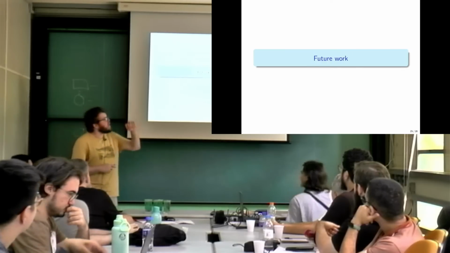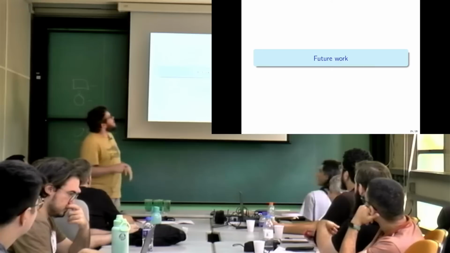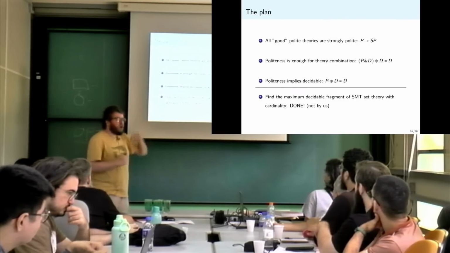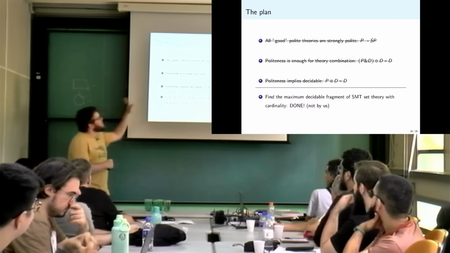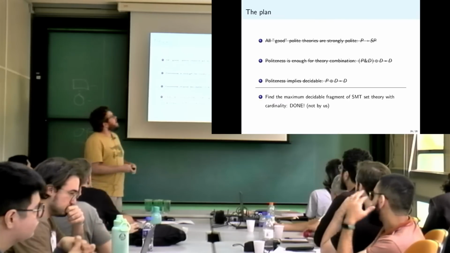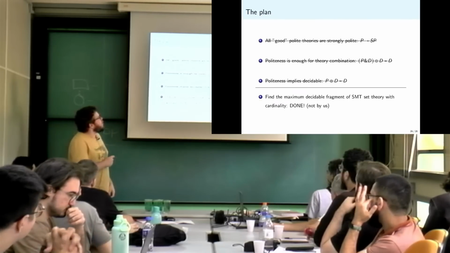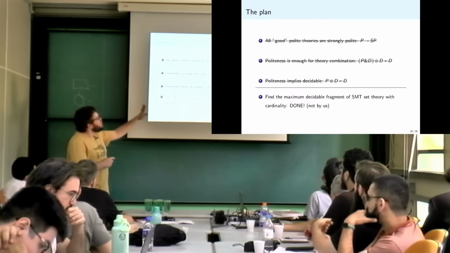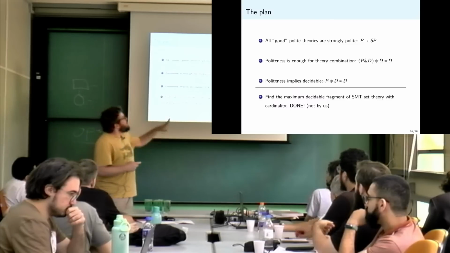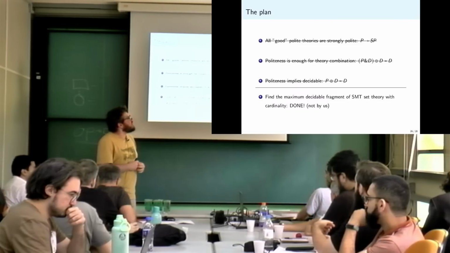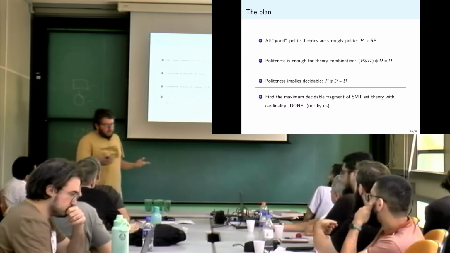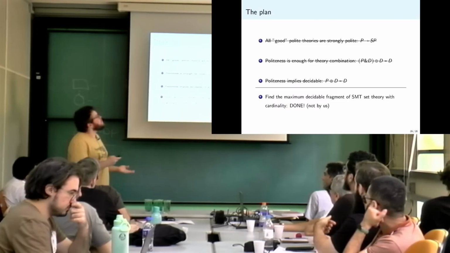So, 5 minutes, okay, I'm really at the end right now. So, future work. This last point, we also found a counterexample. Great, it's not related to this one. We are submitting it this week. And this last point that he also asked me to work on is also done, but not by us, sadly. Someone else found the maximum decidable fragment of the set theory in CVC5 which contains cardinality, which is a very nice paper, but we didn't write it.